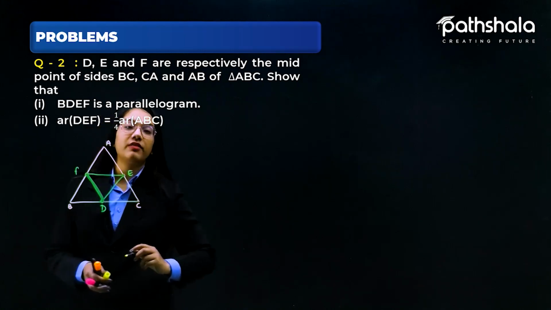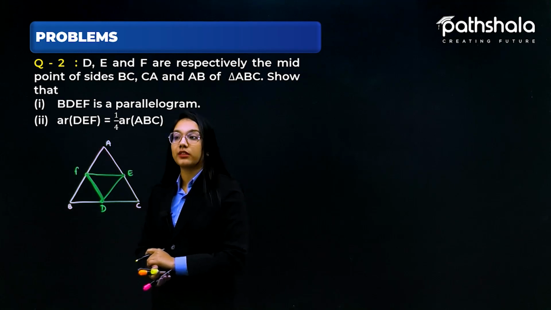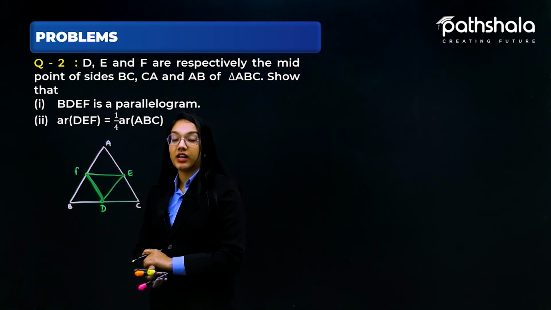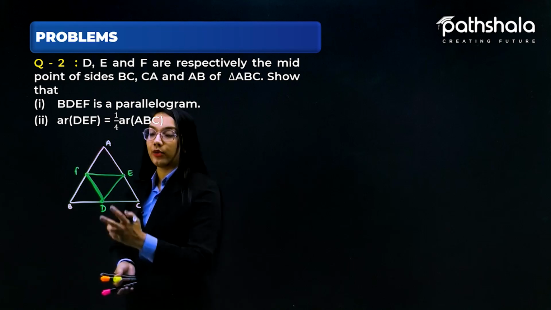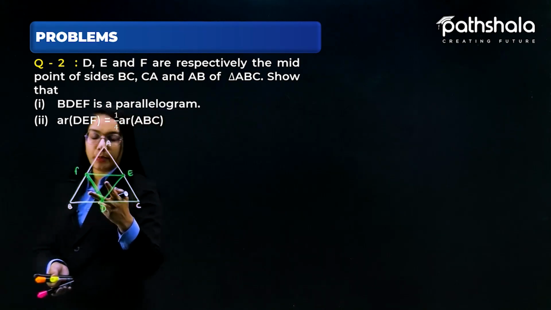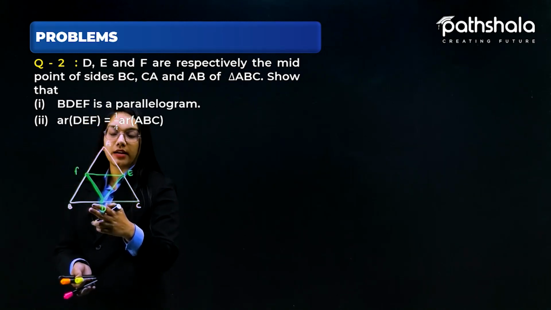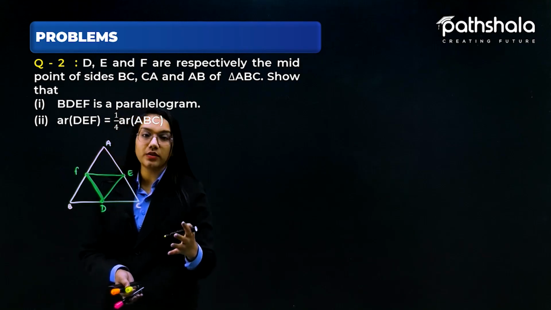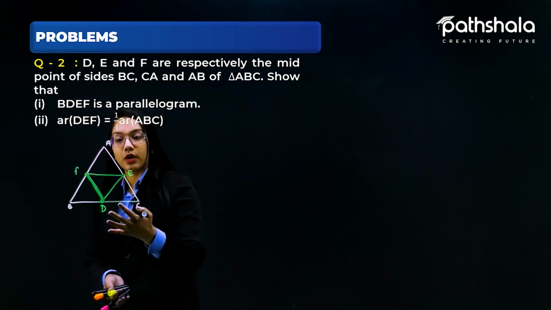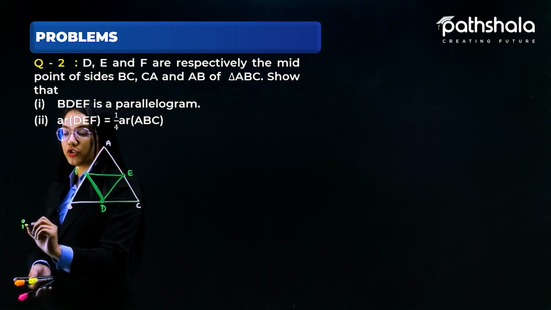We have this particular figure, and further it says that we have to show that BDEF is a parallelogram. So we just need to show that this is a parallelogram. To prove this, we show that this side is parallel to this side and one of the sides is equal to the other. Hence this quadrilateral will be a parallelogram. Let us start with the very first part.